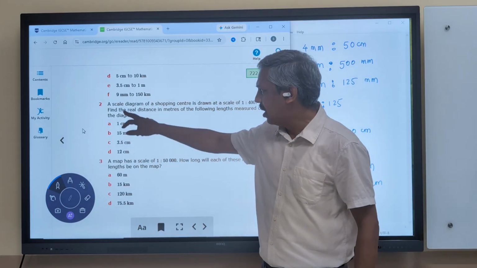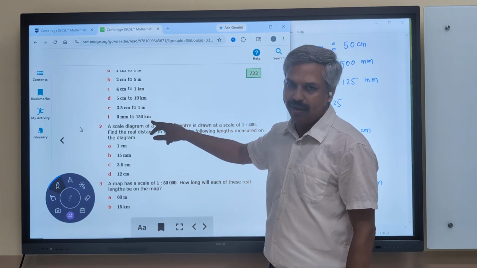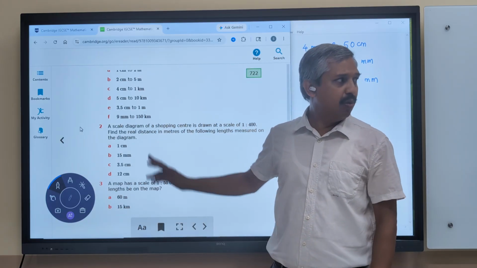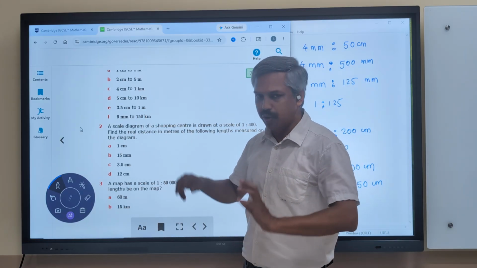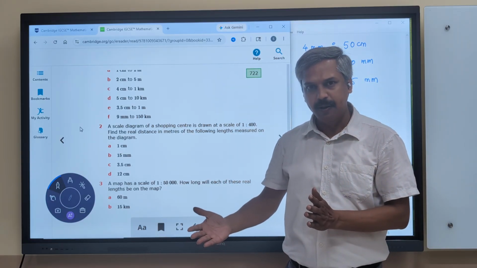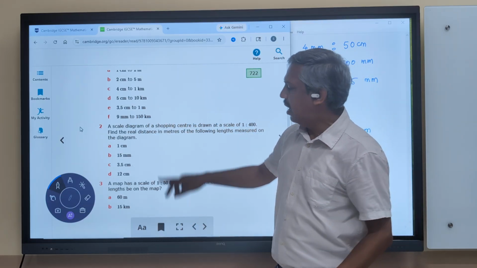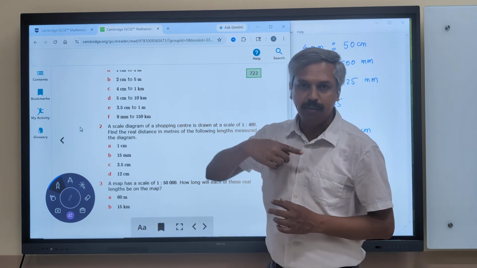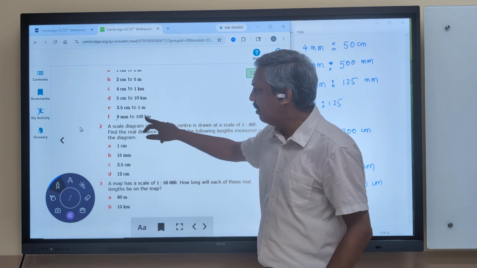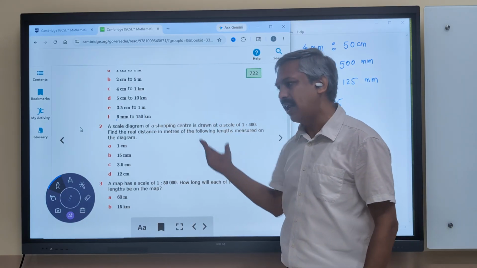Here you also watch out: 9 mm is to 150 km. Now km has to be converted to mm. To convert that, you have to first convert it to meter, and then meter has to be converted to millimeter. How do you convert kilometer to meter? You multiply by 1000, and then meter to millimeter again multiply by 1000. So this basically will be 9 mm is to 150 into 10 raised to 6 mm, and then divide by 9 and you get the answer.